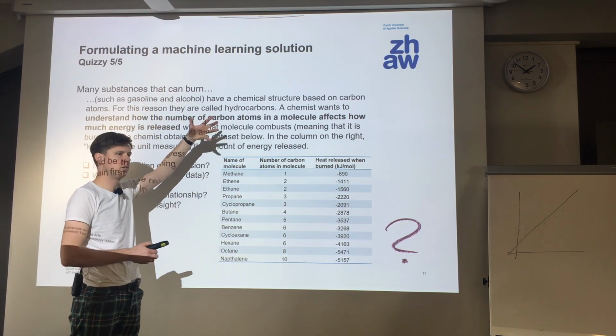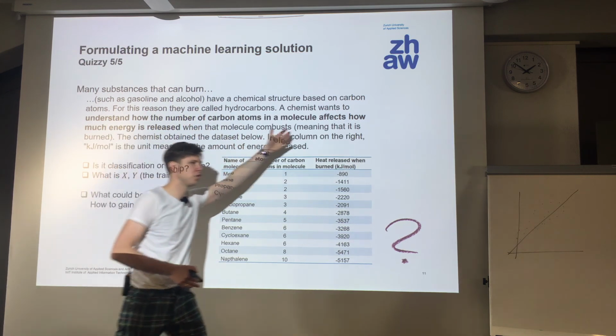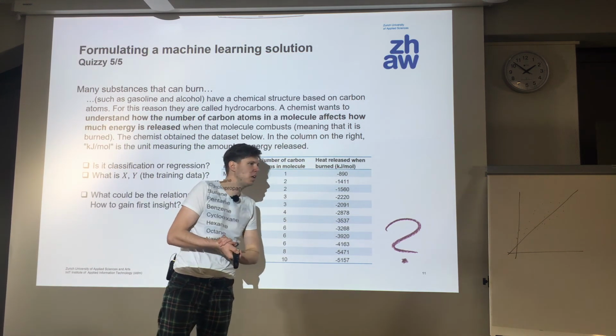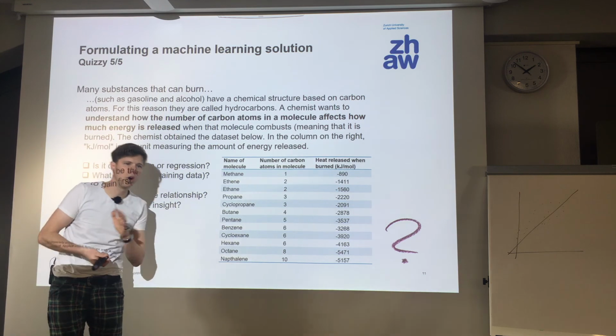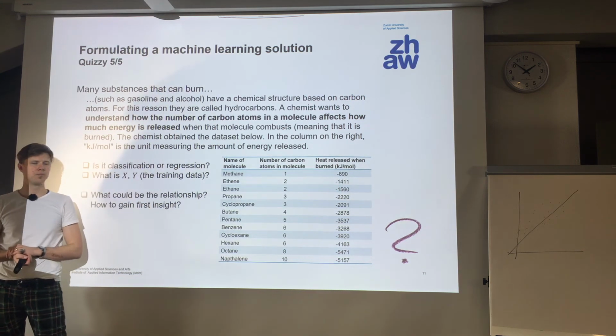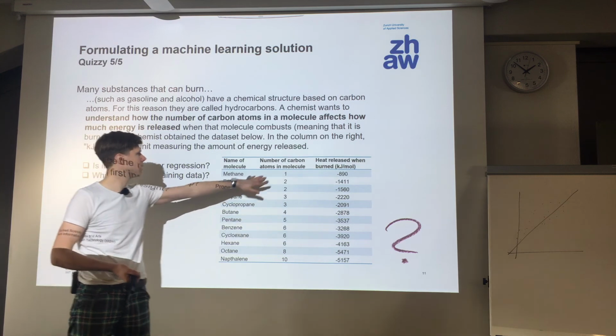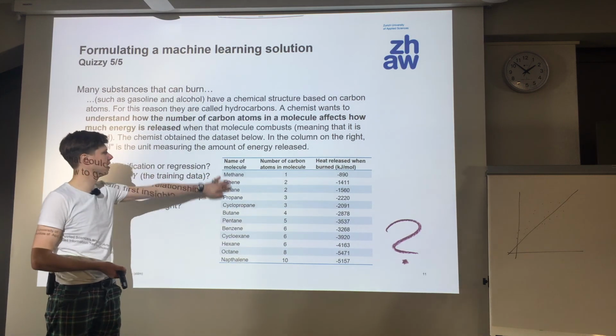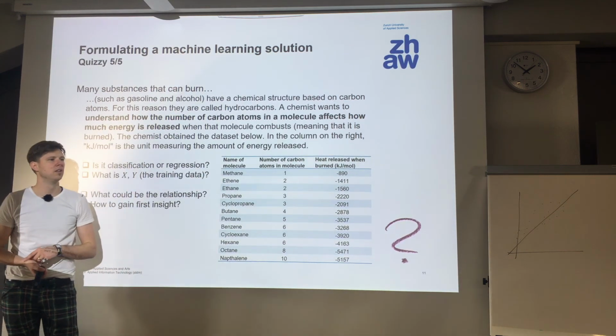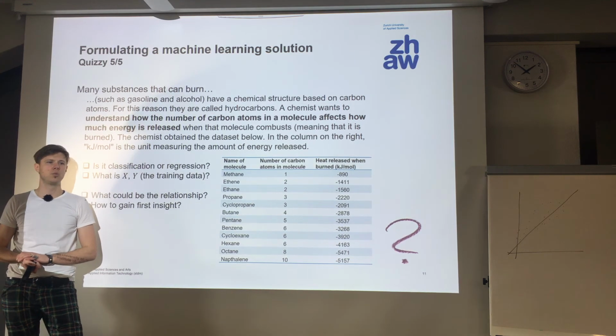We want to give in something else and want to know how much heat is released when I burn that up. What is the data we give in? What is the training data? Number of carbon atoms, yes. What about the name of the molecule? We don't care.